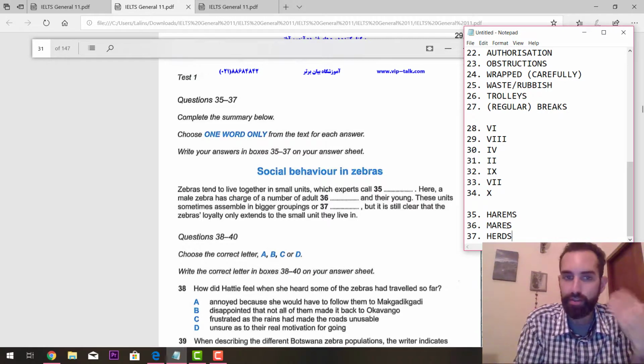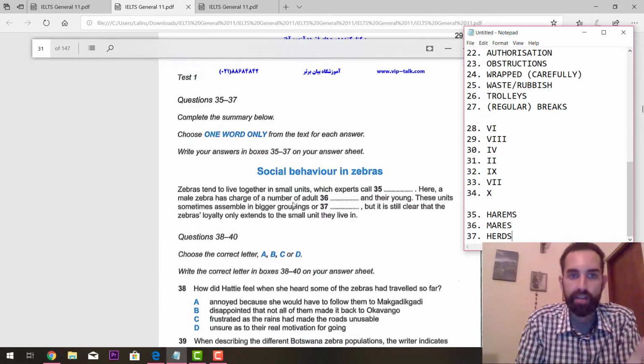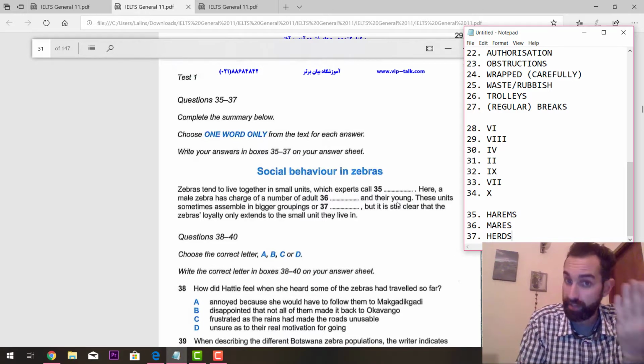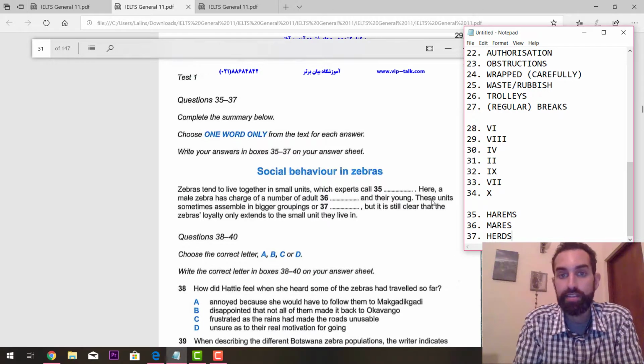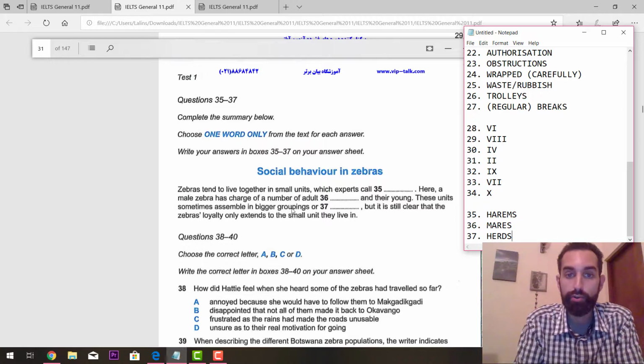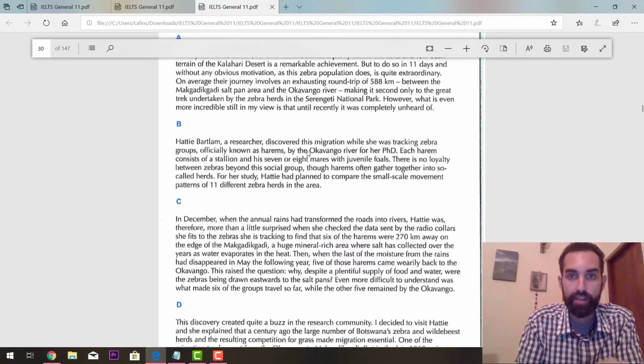So it was simple enough just to go back to it and find the words you needed, which was, zebras tend to live together in small units, which experts call harems. Here, a male zebra has charge of a number of adult mares and their young, juvenile foals, as they mentioned in the section. These units sometimes assemble in bigger groupings or herds, but it's still clear that the zebra's loyalty only extends to the small unit they live in. That was this entire section here.